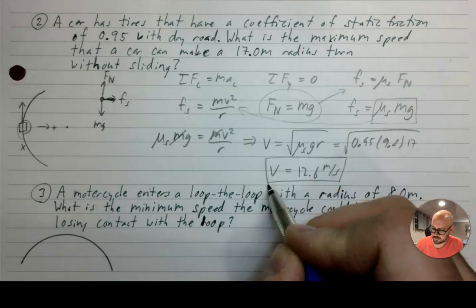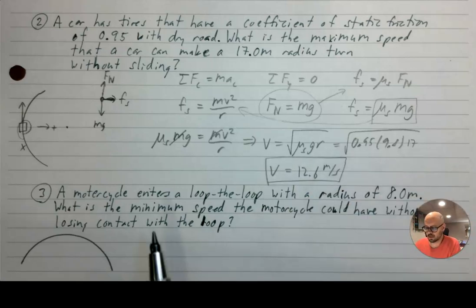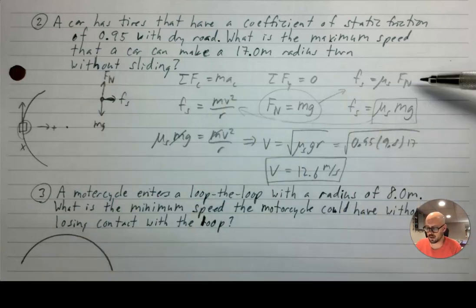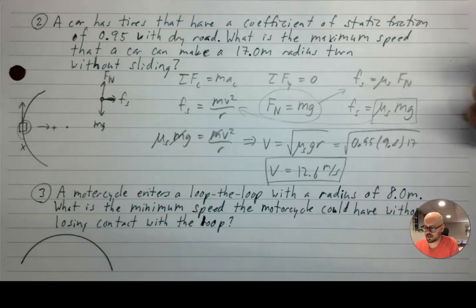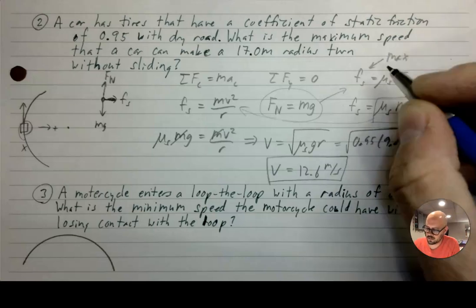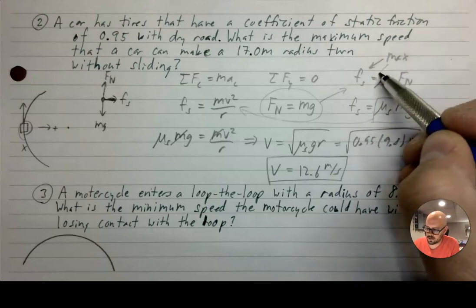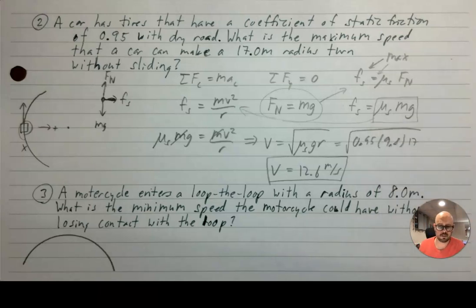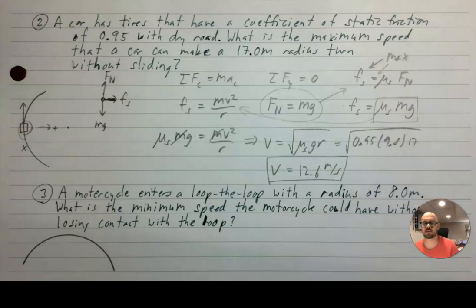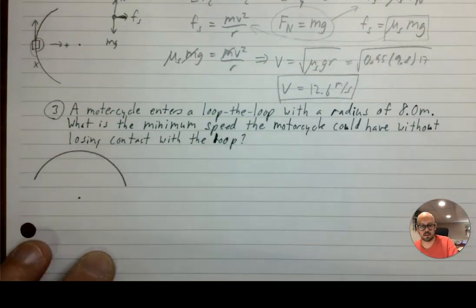So what makes that speed the maximum speed? Well, if the car was traveling any faster, then I would have exceeded the maximum static friction force. So I didn't mention that. This is the maximum. The only evidence that you might have is that I use an equal sign for static friction, and that means that I'm using the maximum. So this is the speed that pushes the friction force to its limit. Anything higher and it would start to skid.